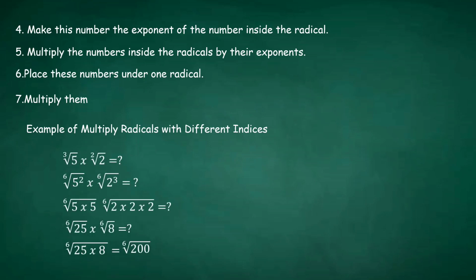Example of multiplying radicals with different indices: cube root of 5 times square root of 2. Find the LCM of indices. The equation becomes 6th root of 5 squared times 6th root of 2 cubed. Simplify the radicands, so we have 6th root of 5 times 5 and 6th root of 2 times 2 times 2. Multiply the 25 times 8, and then the answer is 6th root of 200.